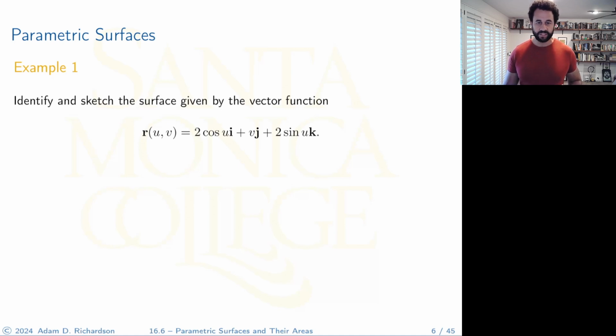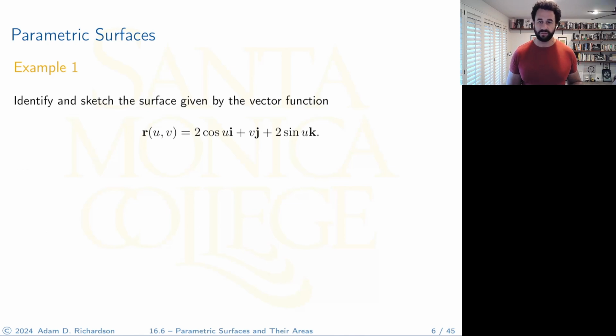Okay, so for this one, the first thing that I notice is that in the I and K directions, you've got this cosine sine behavior. So there's something circular going on in these two dimensions right here. And then in the J direction, you've just got a linear function. So things are scaling linearly with a scaling factor of 1, essentially, or whatever V is going to be.